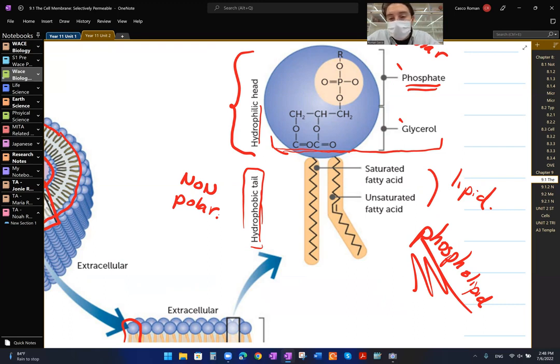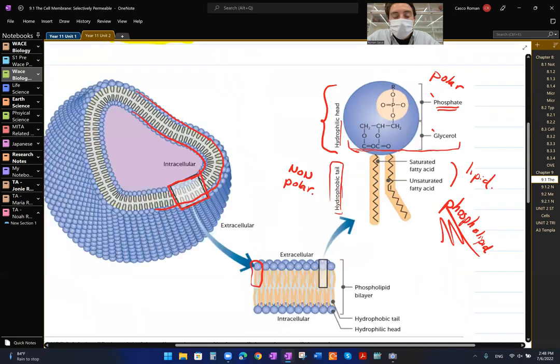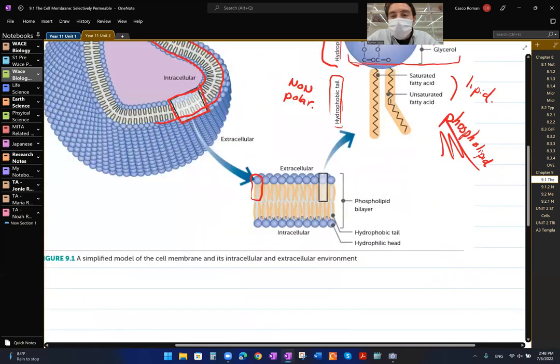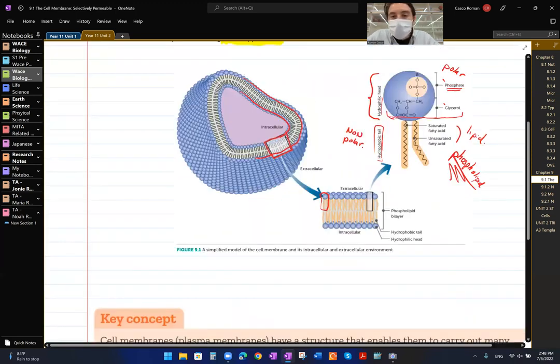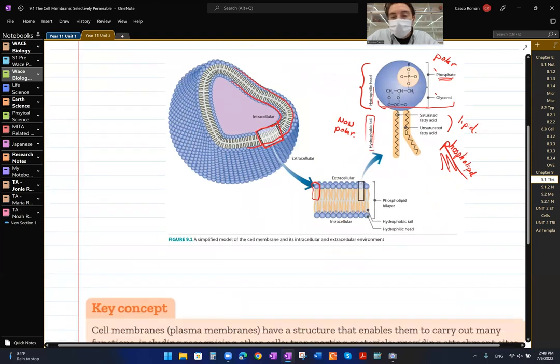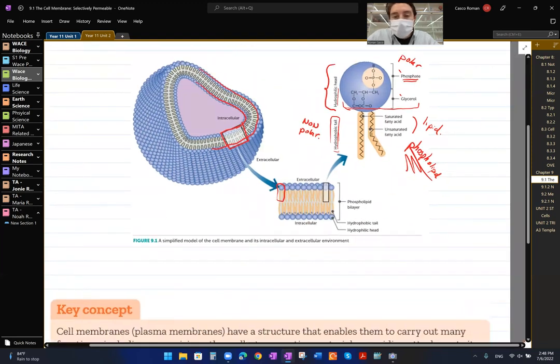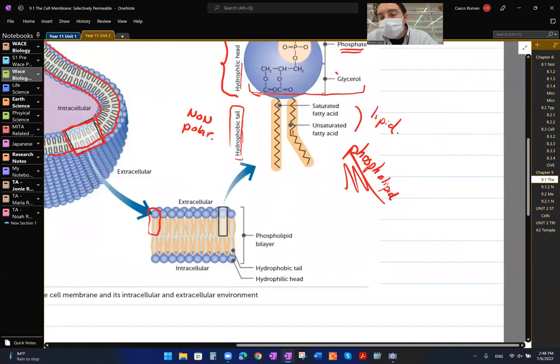And then you have the tails that are nonpolar, right? And nonpolar molecules are usually lipids like fats and oils, right? So because of this nature of the phospholipids, they tend to organize themselves in these little arrangements.